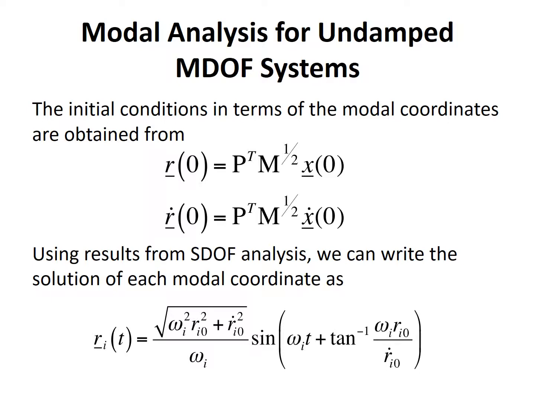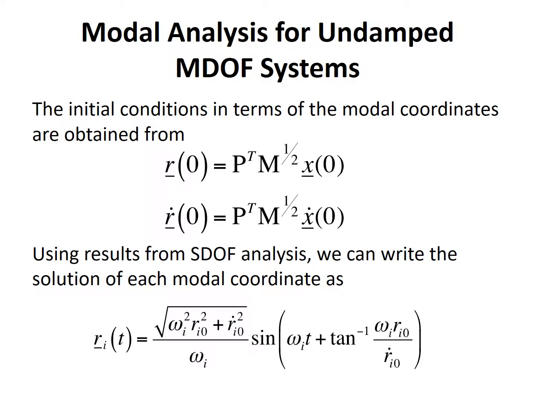From the analysis of single degree of freedom systems, we know that the free vibration of a single degree of freedom oscillator is given by the expression on the bottom of this chart. This expression is applied to each of the n modal coordinates independently. For each modal coordinate, we use the corresponding natural frequency, initial modal displacement, and initial modal velocity to obtain the values of the amplitude and phase of the free vibration response.